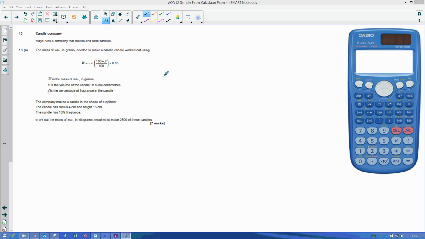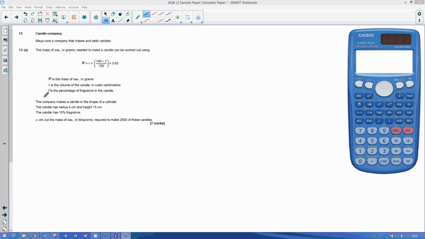AQA question 13 from their level 2 sample paper and the calculator section. So this question's about this candle company. Mayo runs a company that makes and sells candles. The mass of wax in grams needed to make a candle can be worked out using this complicated looking formula. This is telling me a bit more about what everything in this formula is.